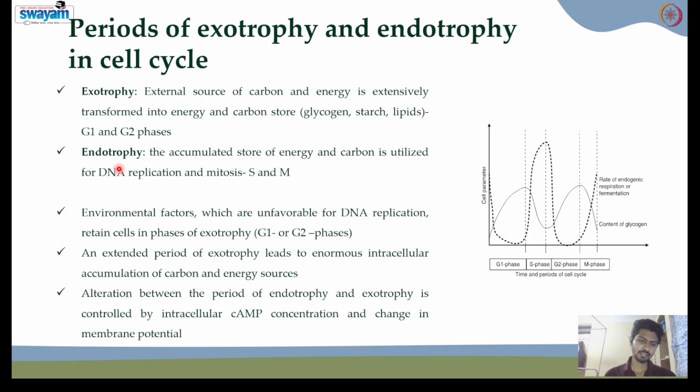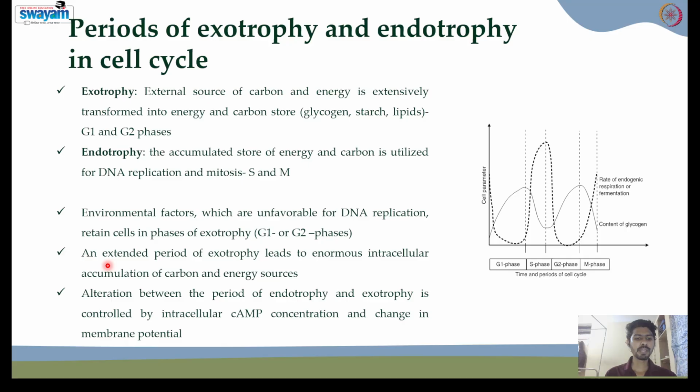So what happens if the environment is not favorable? If there is any unfavorable condition for DNA replication, it doesn't allow the cells to pass on to the next phase. So they retain the cell in the phases of exotrophy itself. Exotrophy, as we have seen, is the G1 and G2 phase.